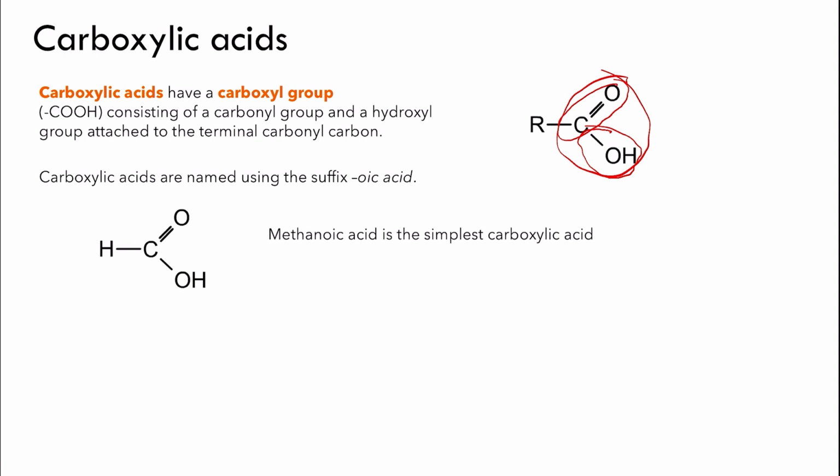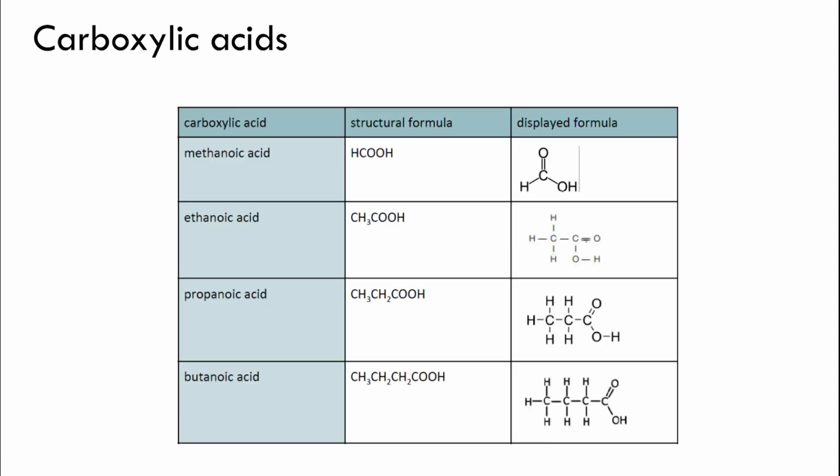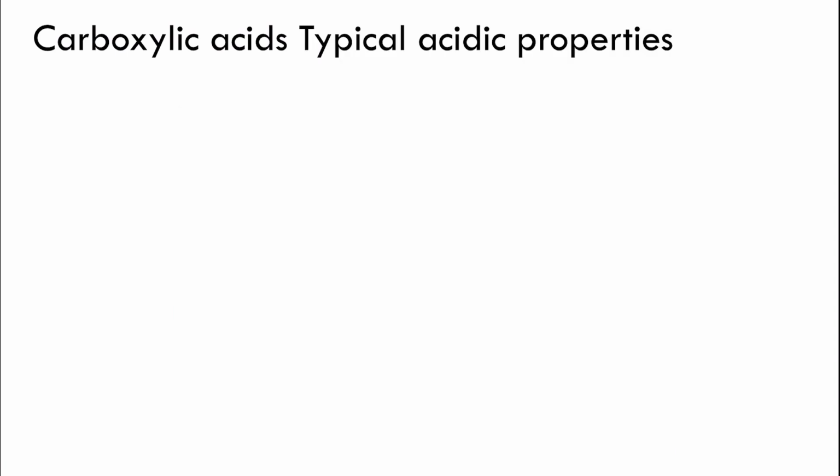So the first member is methanoic acid, which is the simplest carboxylic acid. The second member with 2 carbon atoms is ethanoic acid. Ethanoic acid is the acid that we find in vinegar. These are the first 4 members of the homology series, which are methanoic, ethanoic, propanoic, and butanoic acid. And there is an increase in the number of carbon atoms from 1 to 3 and 4. And this is the functional group of the carboxylic acids.